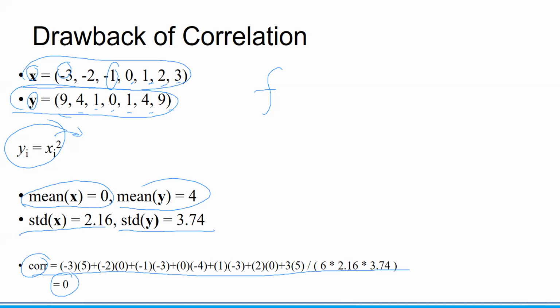What does it mean? We know that this is a function. When you look at the correlation, it seems there is no correlation, but actually the dependence is very high. It should give a very high correlation value, but it is 0. So when the dependency is a function like this one, that is the drawback of the correlation.